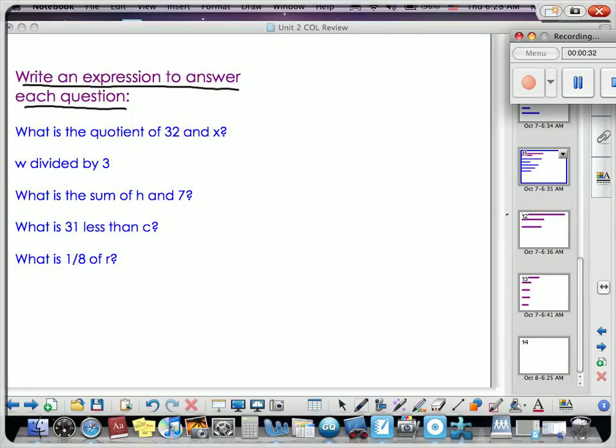So for the first one here, what is the quotient of 32 and x? When you see the quotient of, obviously we're talking about the answer to a division problem. And this is how you write these. You're going to say 32 divided by x, where x is your divisor and 32 is your dividend. Or you could write it in the form of a fraction, kind of similar to how I do it a lot of times in class, 32 over x.